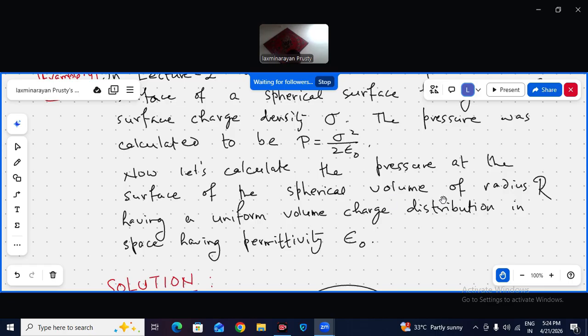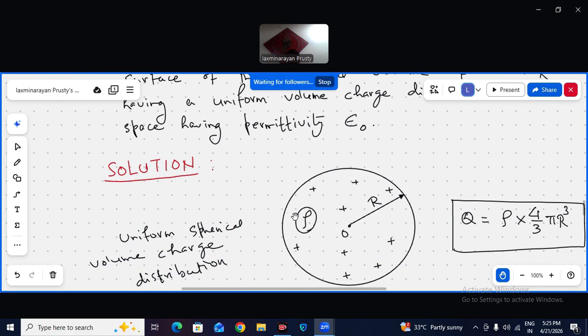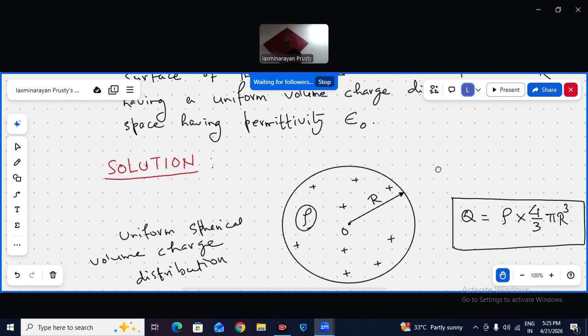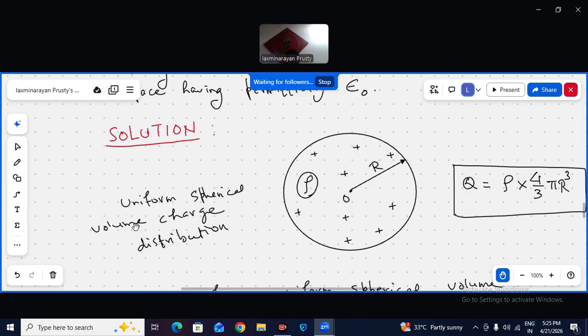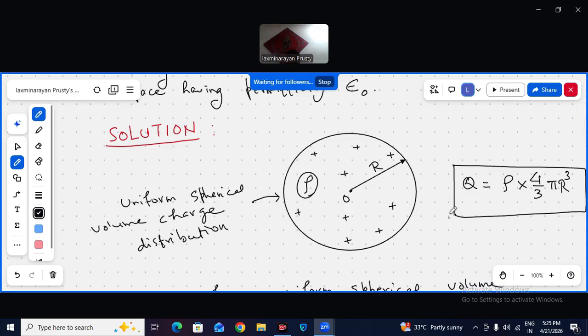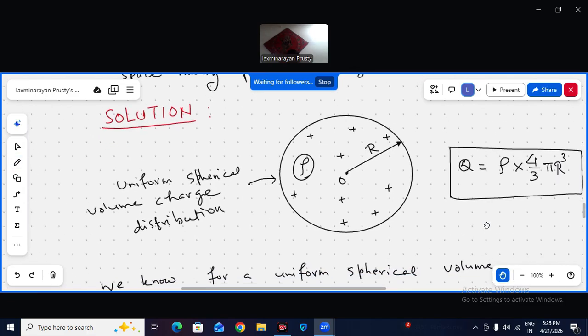Let us calculate the pressure at the surface of a spherical volume of radius R having uniform volume charge distribution in space having permittivity epsilon naught. Volume charge density is rho, and the surface charge density is sigma. So this is the uniform volume charge distribution. Let me show it: this is the spherical volume, radius R. Rho is the volume charge density, so Q will be volume charge density into volume, which is 4 by 3 pi R cube, just common sense.